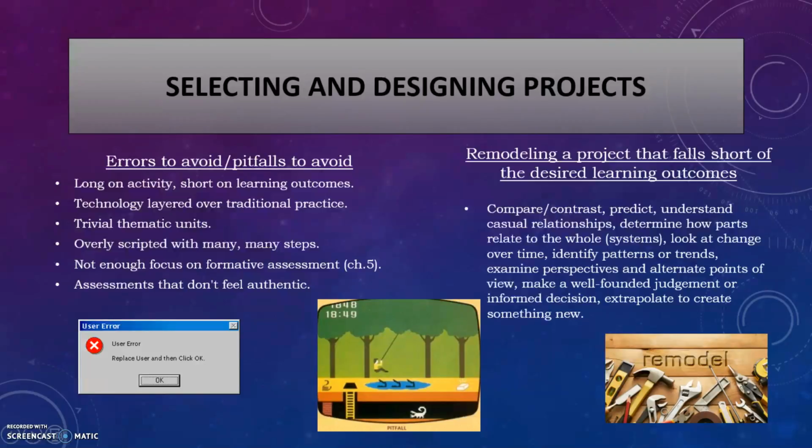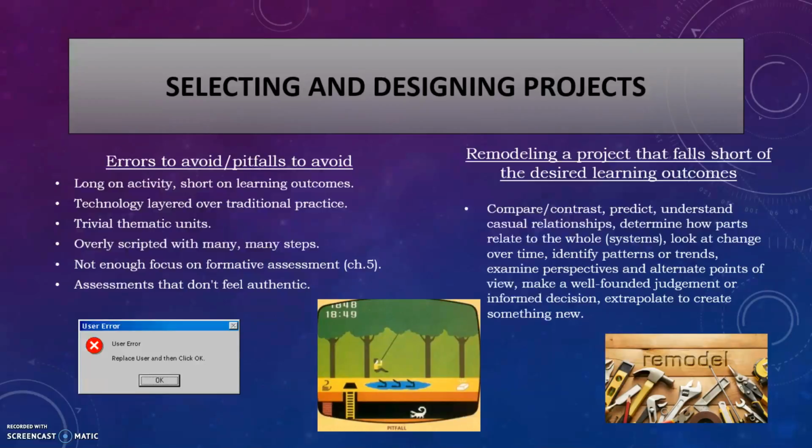When you do create these projects, sometimes you might design one that seems really good on the surface, but once you analyze it a bit, you realize that it falls short of the desired learning outcomes. And they give some suggestions on how you can remodel a project, things to maybe include in it for the students, such as having them compare and contrast. You also want to have them maybe predict outcomes.